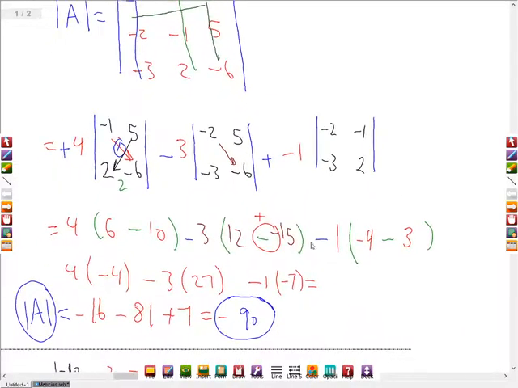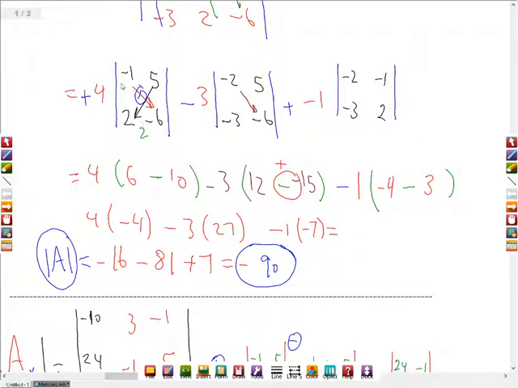Okay, good. You multiply negative 1 times negative 6 is 6. 5 times 2 is 10. Minus here, negative 3. Negative 2 times negative 6, 12. 5 times negative 3 is negative 15. The same thing, leave negative 1. Negative 2 times 2, negative 4. Minus, minus, minus here, the green ones. And negative 3 times negative 1 is 3. You solve it. 4 times negative 4 minus 3 times 27 minus 1 times negative 7 equal negative 9. This is the determinant for the coefficient matrix.